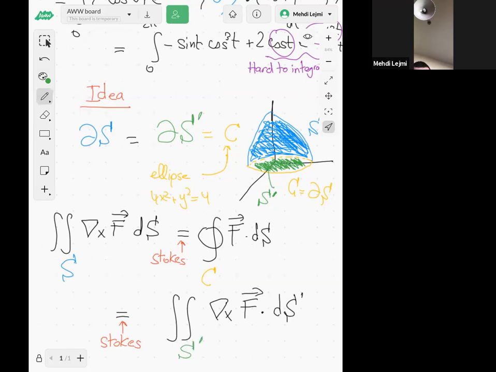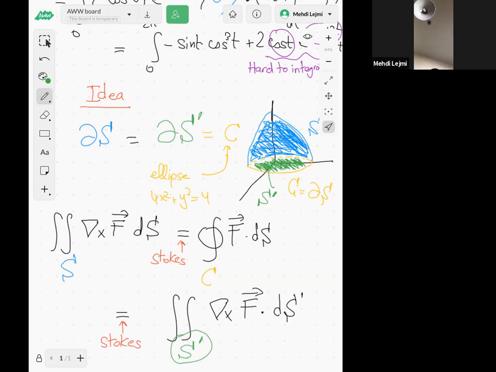Because the boundary of S prime, if you use the Stokes theorem, is also this ellipse C. So S and S prime have the same boundary. You see the idea here, guys? I don't know if this is clear for you.